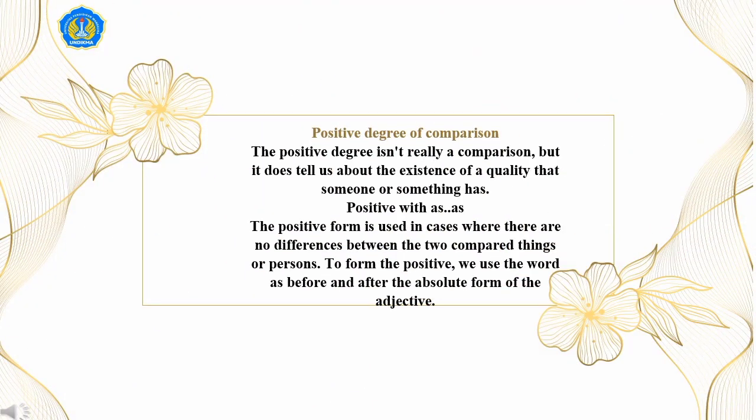Okay, positive degree of comparison. The positive degree is not really a comparison, but it does tell us about the existence of a quality that someone or something has. Positive is as, blank, as. The positive form is used in cases where there is no difference between the two compared things or persons. To form the positive, we use the word as before and after the absolute form of the adjective.